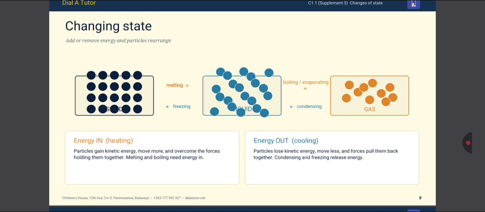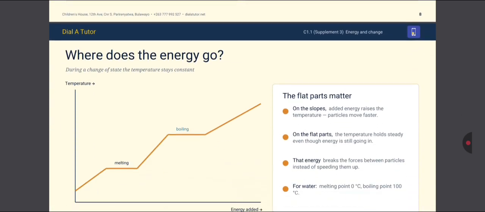Melting and boiling need energy in. However, when energy is being taken out, the particles will be losing energy. They will start moving less, and because they have less energy, the forces of attraction become more powerful than the energy they have pulling them together, condensing and freezing them.